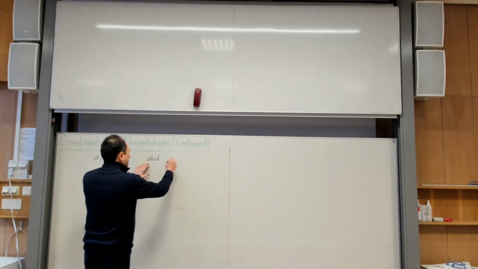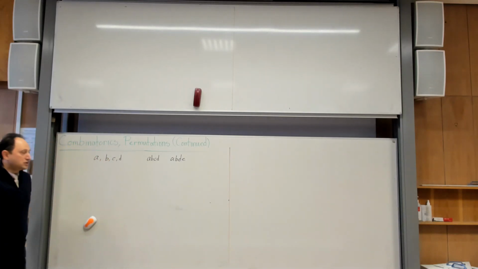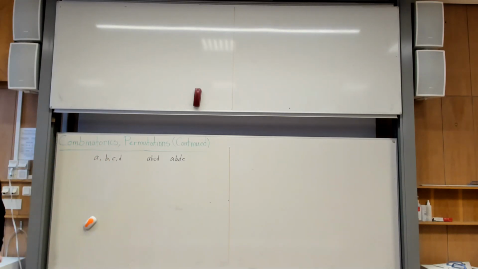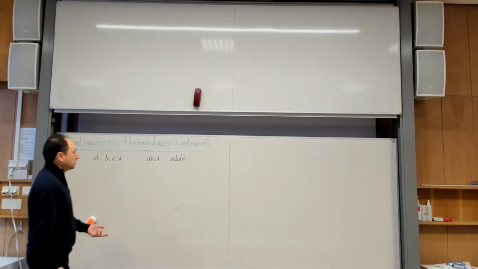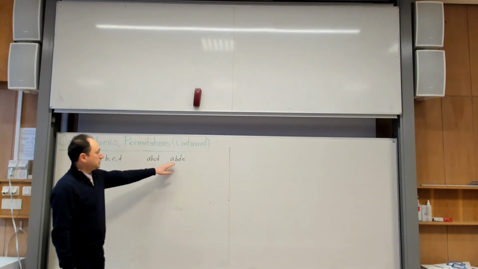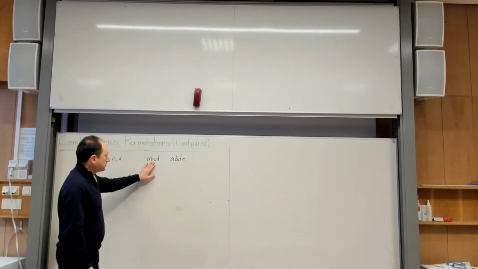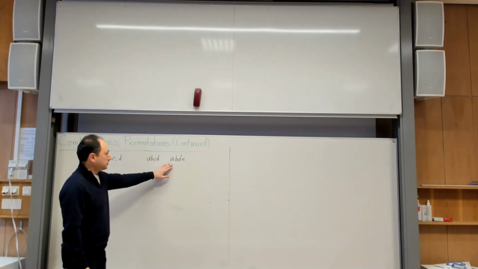For example, A, B, D, C should be considered a new item, yes? Because the order in A, B, D, C is different from the order in A, B, C, D. They are actually recognizable as different. So this is one permutation, this is another permutation, yes?